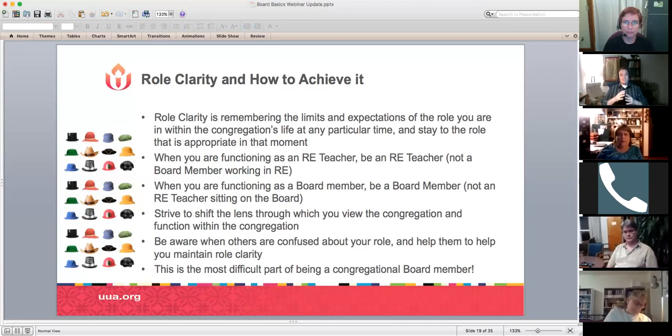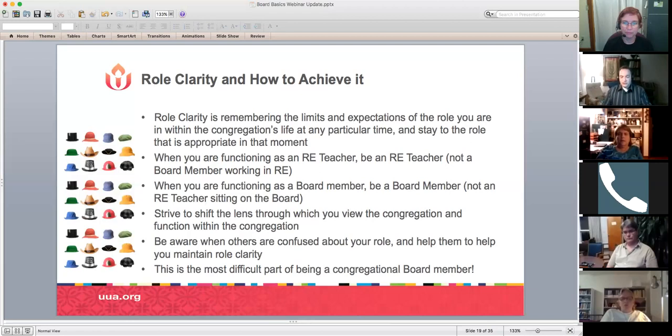You're looking beyond the needs of just the RE program, at the overall needs of the whole congregation. If you're functioning as a board member, be a board member, and strive to shift the lens through which you view the congregation and function within it. What we mean by that is to be aware of how you're viewing things, because you might see different things. If you're seeing through the lens of the overall needs of the congregation, you might see different things than if you're looking through the lens of a congregant who is sitting there to enjoy the worship service, to engage in it and be transformed by it.